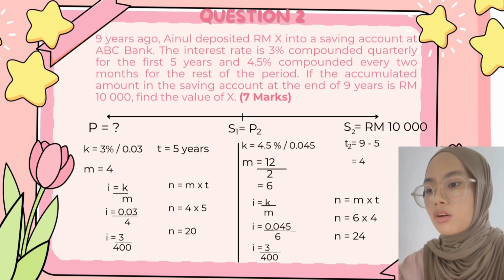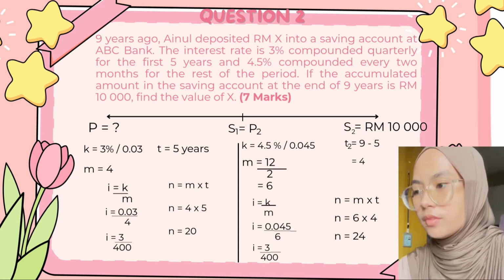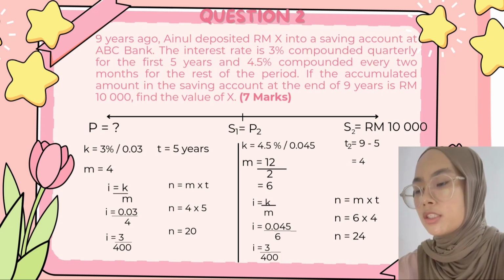The amount after 5 years is called S1 and it becomes the principal for the next period. For the next 4 years, the interest rate is 4.5% compounded every 2 months. So the annual interest rate, which is K, is 0.045 and M is 6, because it is compounded every 2 months. Then we need to find the interest rate per compounding period. So 0.045 divided by 6, and the answer is 3 divided by 400. After that, we need to find the time for this period, which we call T2. So 9 minus 5, and the answer is 4 years. After that, we need to find the number of compounding periods, which is N. So 6 times 4, and the answer is 24.